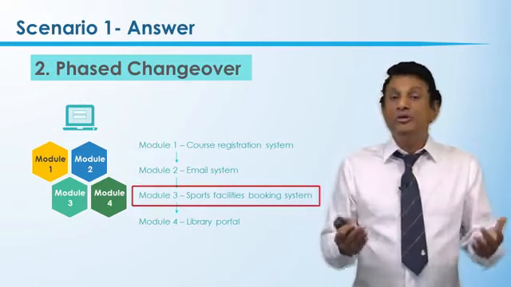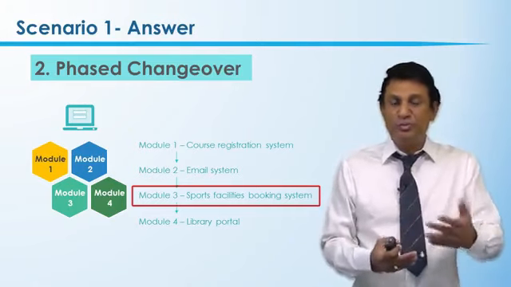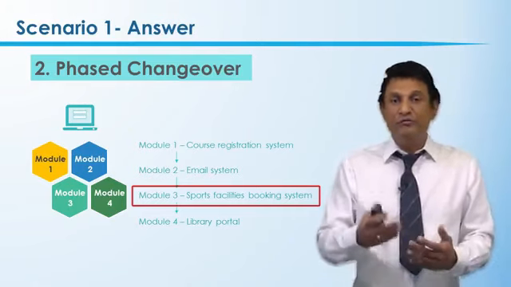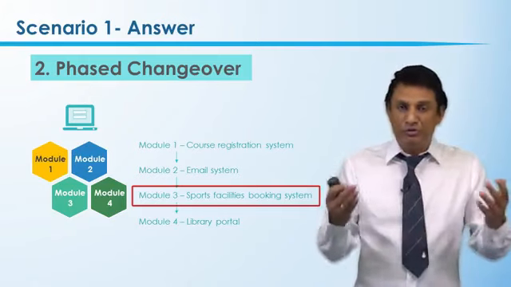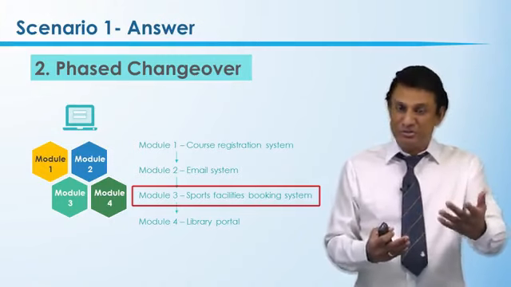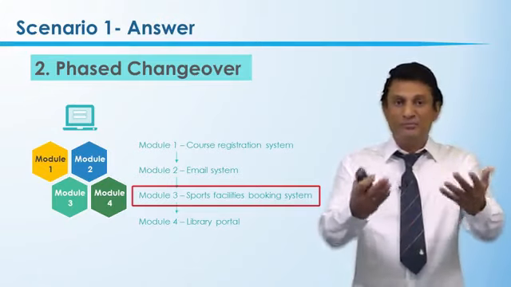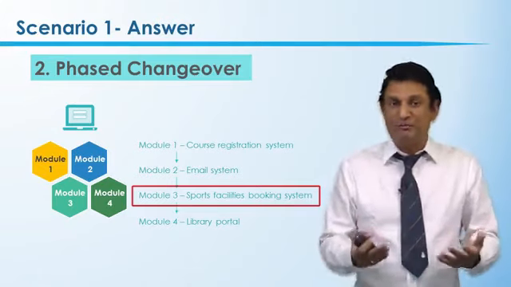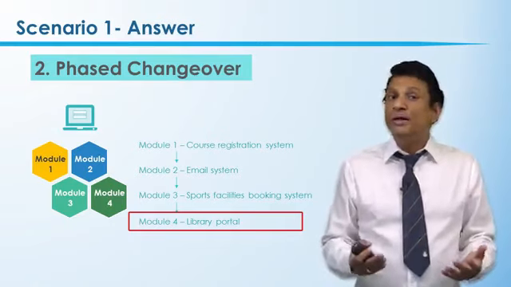And then module 3 could be a sport facility booking system. That means if students want to book tennis courts or use a badminton court, they can log into the system and book for whatever time they would like to. Of course, it should be an available time as well. The final system, module 4, is a library system.